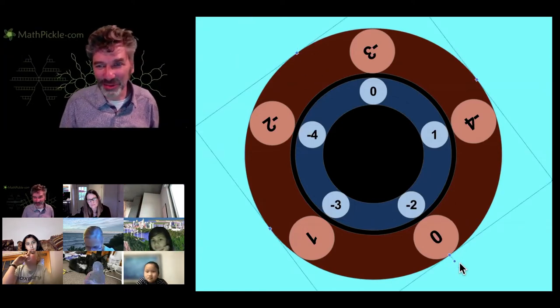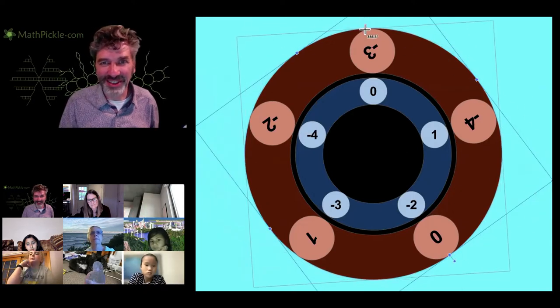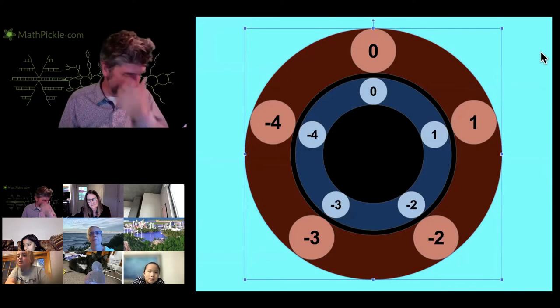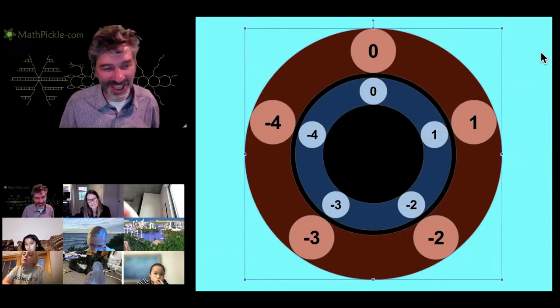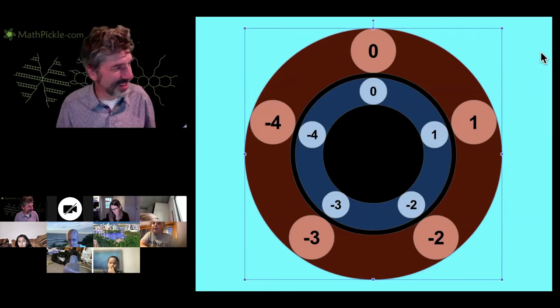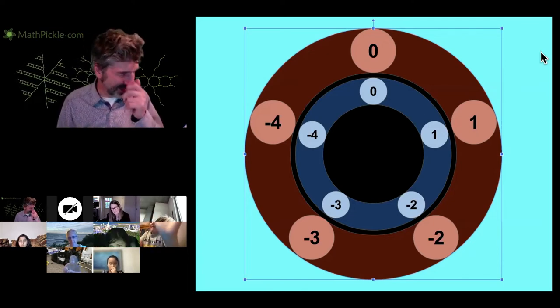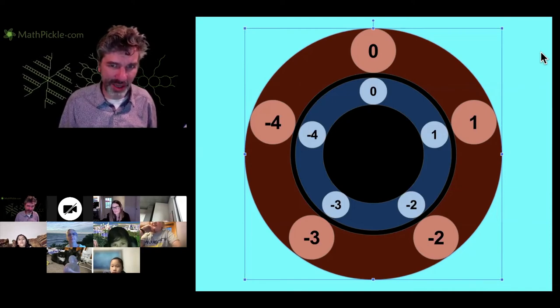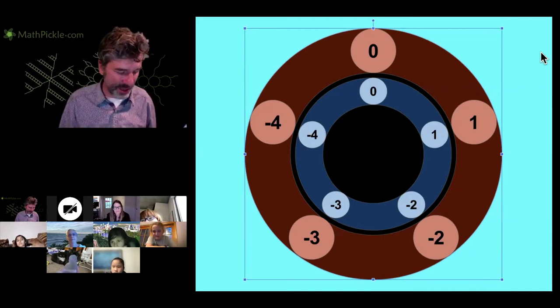So I'm going to go back again to this one. But this is a great way to learn about multiplication of negative numbers. Who else would like to try? Seth, can you rotate this in a way that's going to give you a high number?